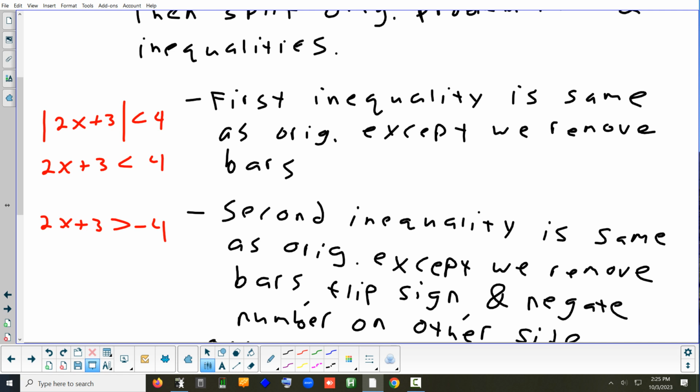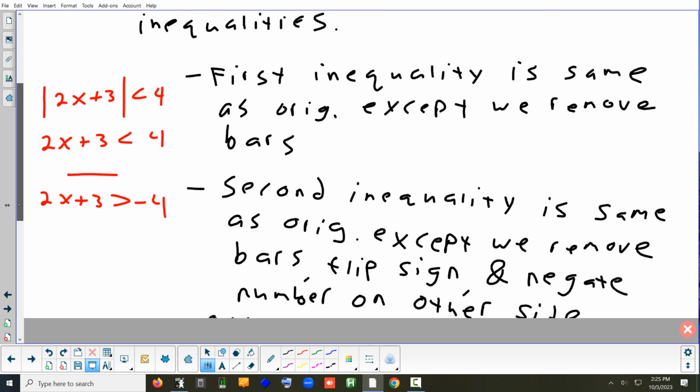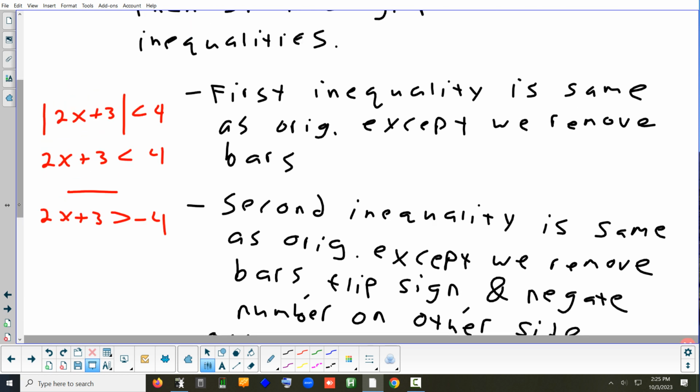Now, there's one more thing we have to do. There's a word that we need to write. When we have a conjunction, what's the word that we used? And. And the other word that I mentioned you could use with inequalities is? Or. We have to decide whether we're supposed to put the word and or the word or. To figure out if it's an and or an or, it all depends on what I just circled.